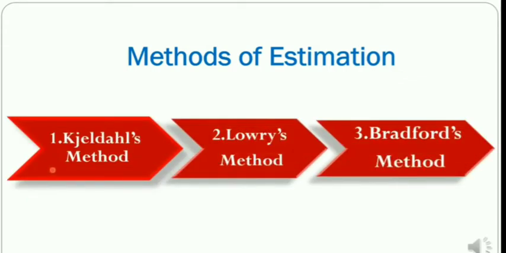Now let us look at the various methods of estimation. Today we will be performing the Biuret's test, but apart from that there are other methods which include the Kjeldahl's method, the Lowry's method and the Bradford's method. The Kjeldahl's method is an old method which is very tedious and cumbersome, and it takes more than 24 hours to perform. The Lowry's and Bradford's methods are generally used to estimate tissue or cellular proteins.